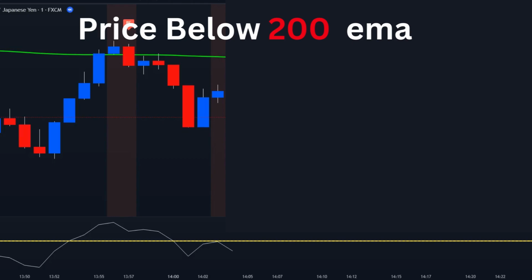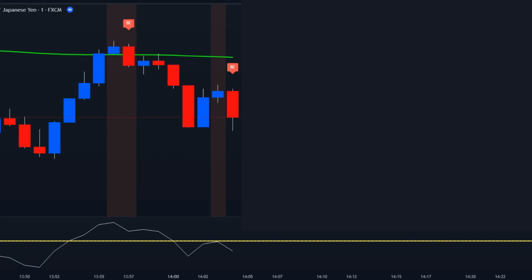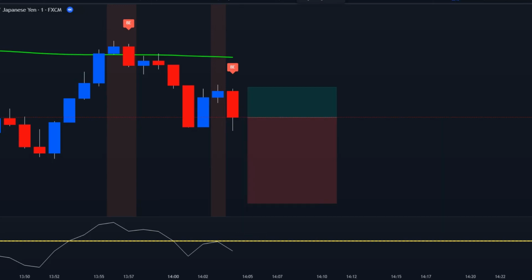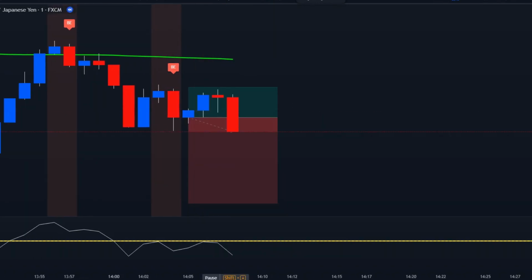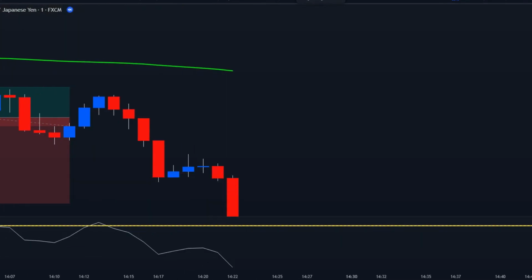We can see that the price is below the 200 EMA, meaning we only take signals from the bearish engulfing pattern. Then, we can spot that a bearish engulfing pattern has formed, and the RSI is below the middle line. So, you want to take a sell position here. Next, you set your stop loss above your entry candle, and for your profit target, you set it at 2 times your stop loss. This ended up being a profitable trade.